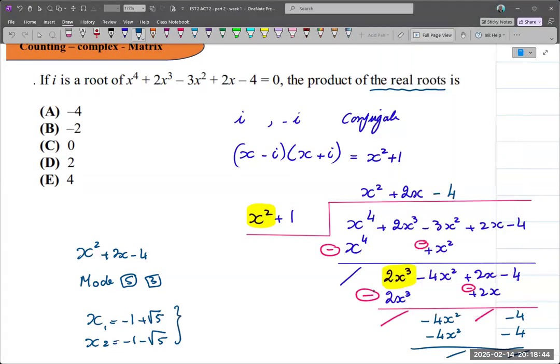Let's now add them. You need the product, sorry. Negative 1 plus root 5 times negative 1 minus root 5. Negative 1 times negative 1 is 1. Root 5 times minus root 5 is negative 5, and it will be negative 4. This is the product. The product we need to calculate is negative 4, choice A.